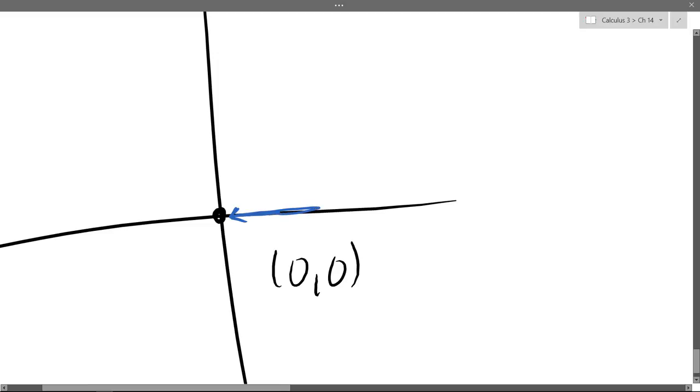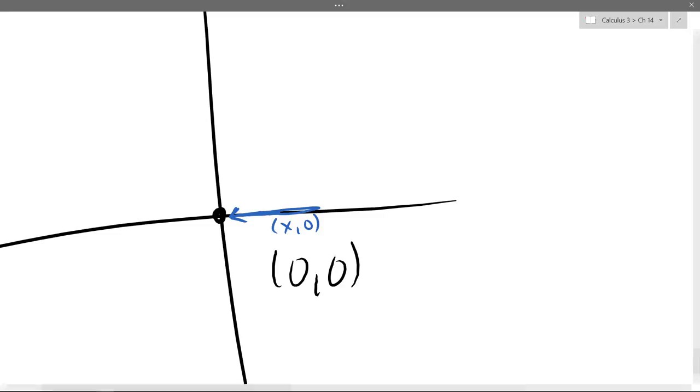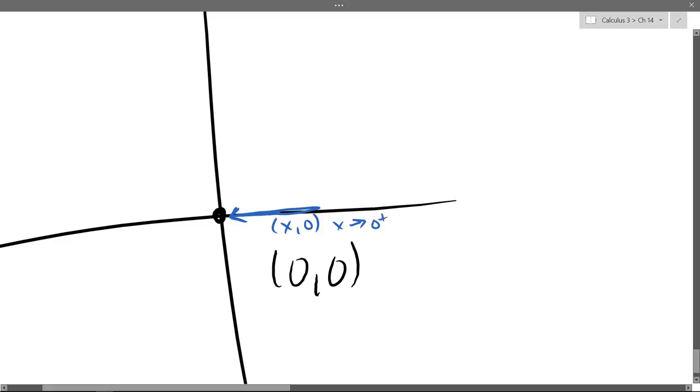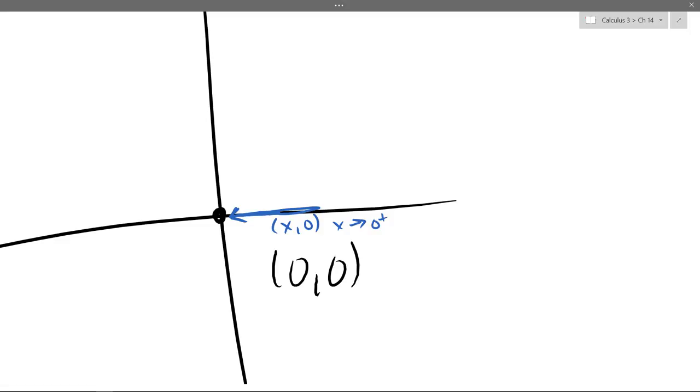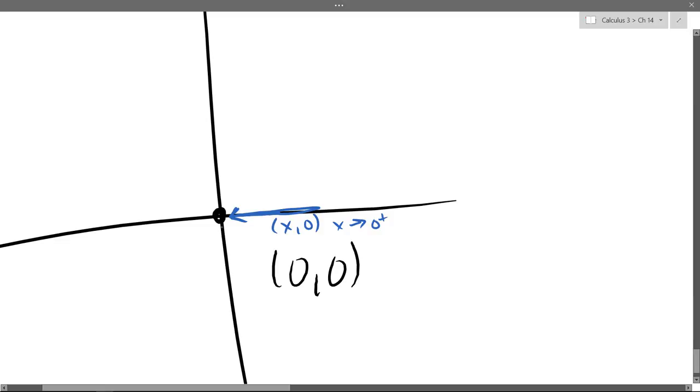So what if I approach on the positive x-axis? My points will look like x comma 0 as x goes to 0, as every point on the x-axis is going to look like that. Now specifically, I'd have x approaching 0 from the positive side to go from the right side. If I want to go on the left side, it would be x approaches 0 from the negative axis. What if I want to approach on the negative y-axis, what do points look like? 0, y. Yep, 0, y, where y is approaching 0, in this case, from the negative side or the bottom side.